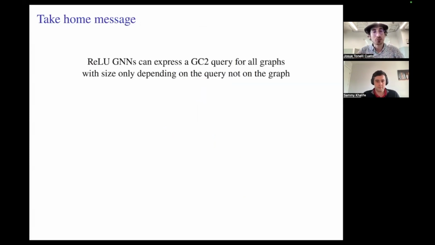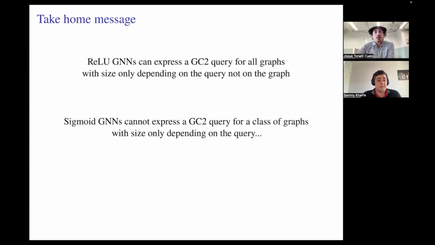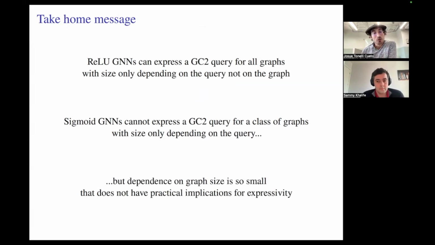ReLU GNNs can express a GC2 query for all graphs in a way that the size of the GNN only depends on the query and not on the graph. This situation does not happen for sigmoid GNNs, for which there exist GC2 queries where the size has to increase with the size of the input graph. However, this increase is so small that it doesn't have practical implications.